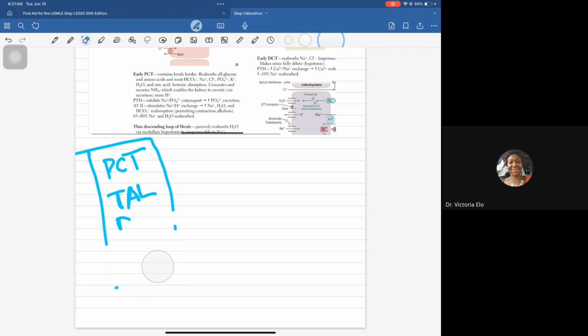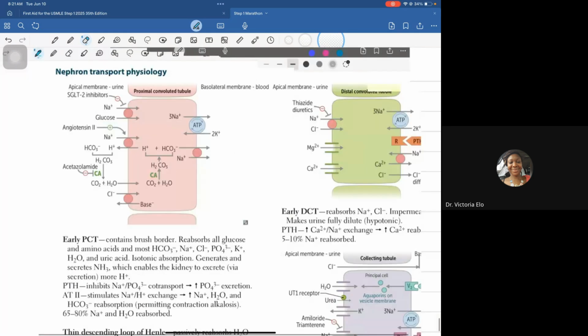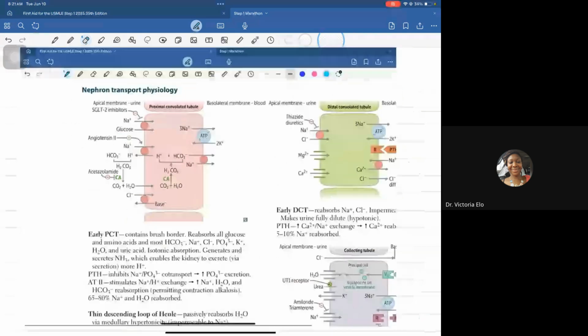We have the thin ascending loop of Henle as well, but that does not play a very important role. These are the things that are going to play a very important role in nephron transport physiology, and almost all of our drugs of the body regarding the kidney, and diabetes, some of the diabetic drugs as well, and some of the cardiology drugs as well, are going to act on these parts, right? So let's start first from the proximal convoluted tubule.